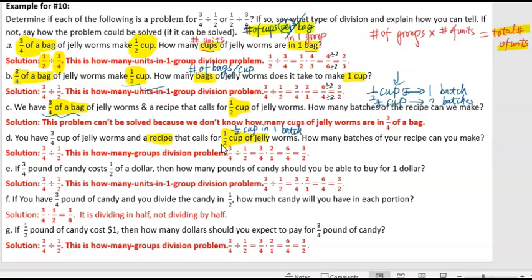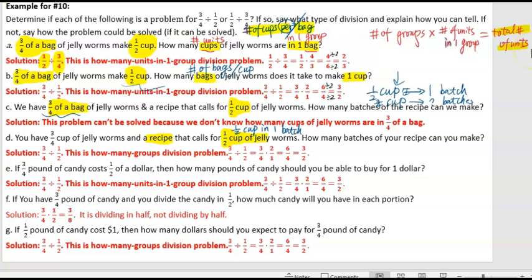So this number is definitely the number of units in one. Going back to the definition that I kept here, that number is the number of units in one group. Again, the definition of multiplication says number of groups times the number of units in one equals the total number of units.